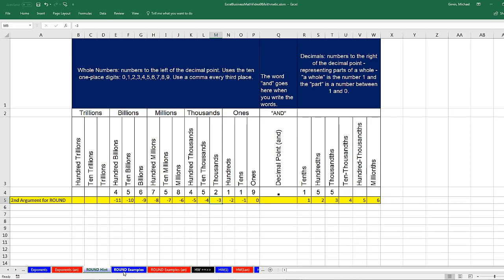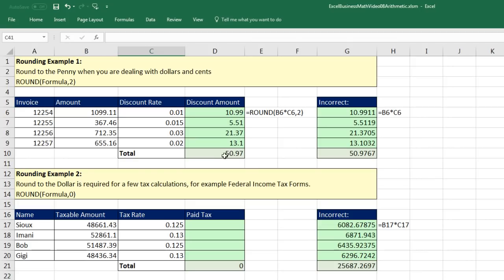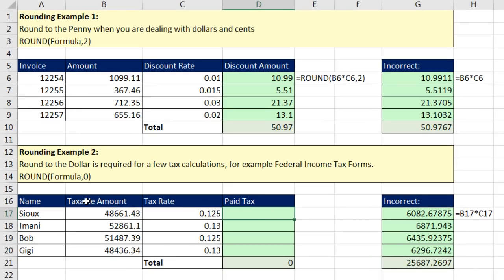Let's go over to the sheet Round Example. Now, on Round Example, we've already seen lots of examples when we have to use ROUND. We multiply amount times discount. So, of course, this is money. We're dealing with pennies. So in F2, we use a 2 in the second argument of ROUND to round to the penny. Now, here's our example down here. This is a federal income tax form example. We have the name, taxable amount for each person, and the individual tax rate. Well, the tax form says you have to round to the dollar. So we're multiplying. We're definitely going to use it in a subsequent formula.